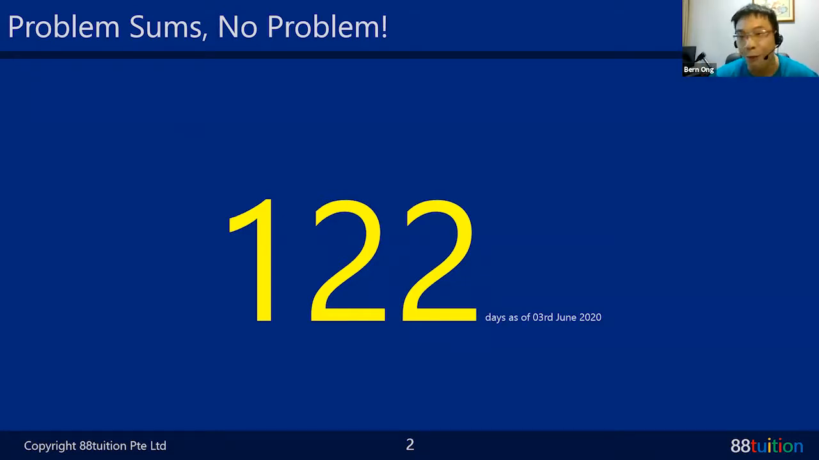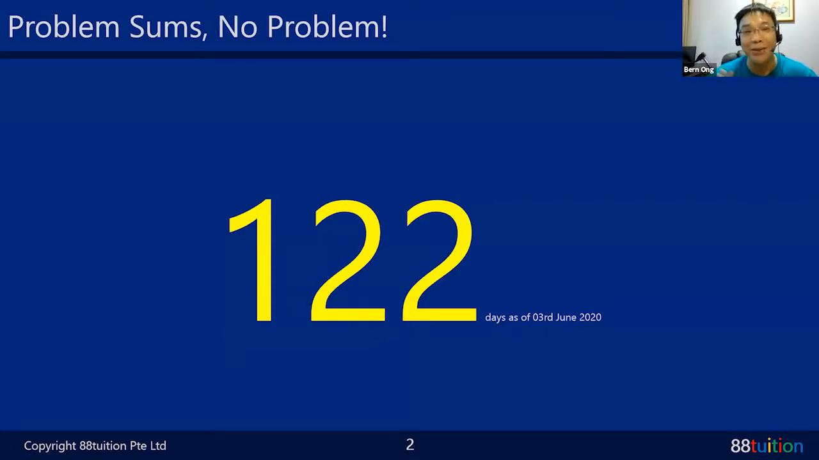You see this number 122. What does 122 stand for? I just checked: the PSLE for math is on the 2nd of October this year. We are 122 days away. You should be feeling excited. Cool.